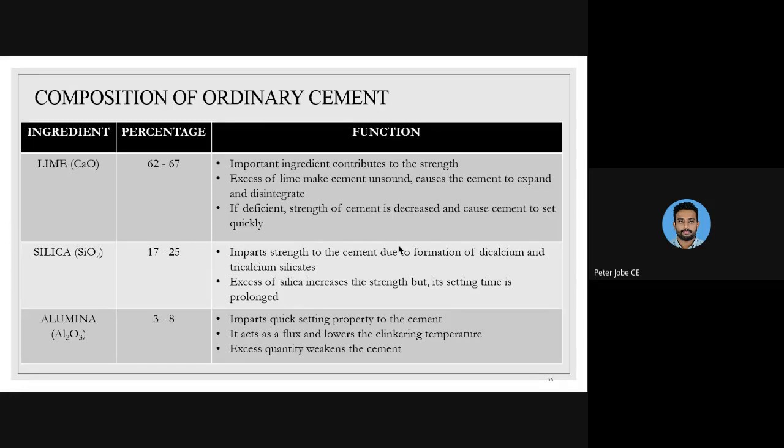And the first ingredient is actually calcium oxide, and the percentage varies from 62 to 67 percent. And we'll see what the main function is. The main function is that it contributes to the strength of the cement, and excess of lime will make the cement unsound. What happens is if we add excess of lime, the cement will expand and it will disintegrate. And if it is deficient, the cement will set quickly.